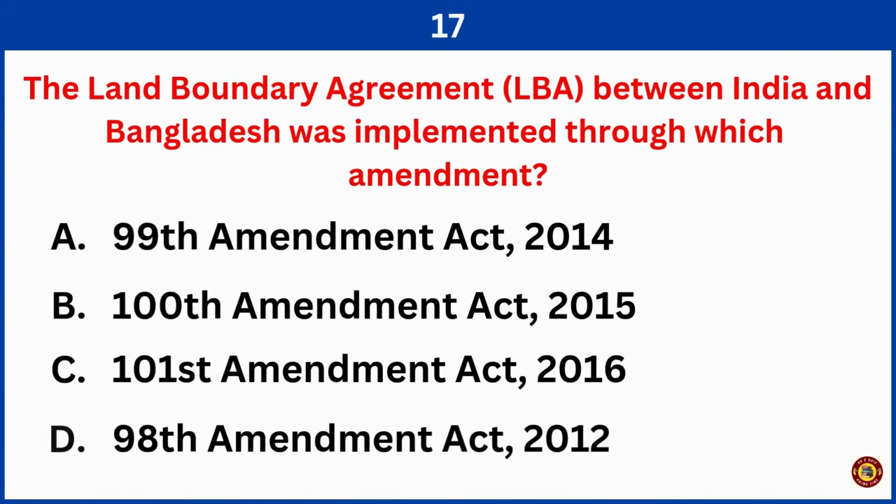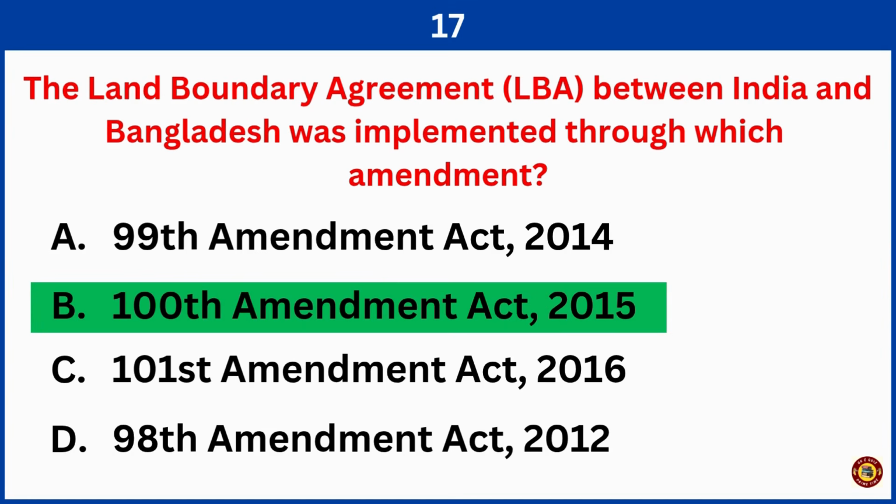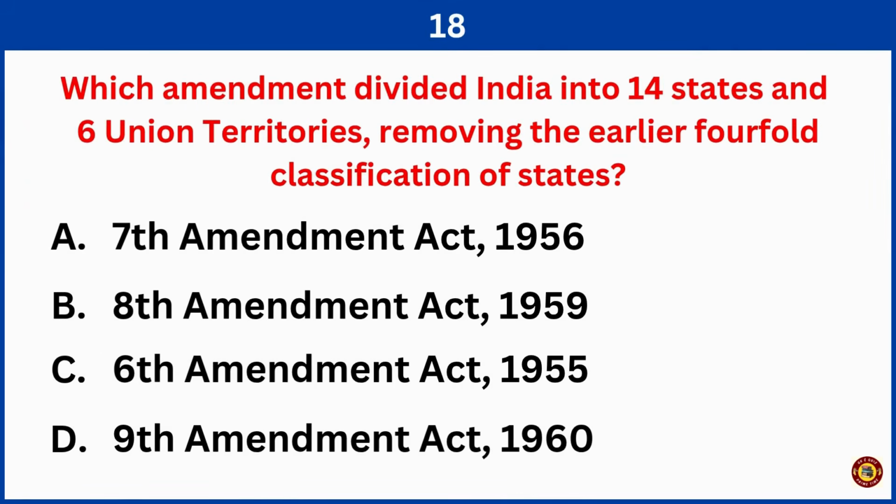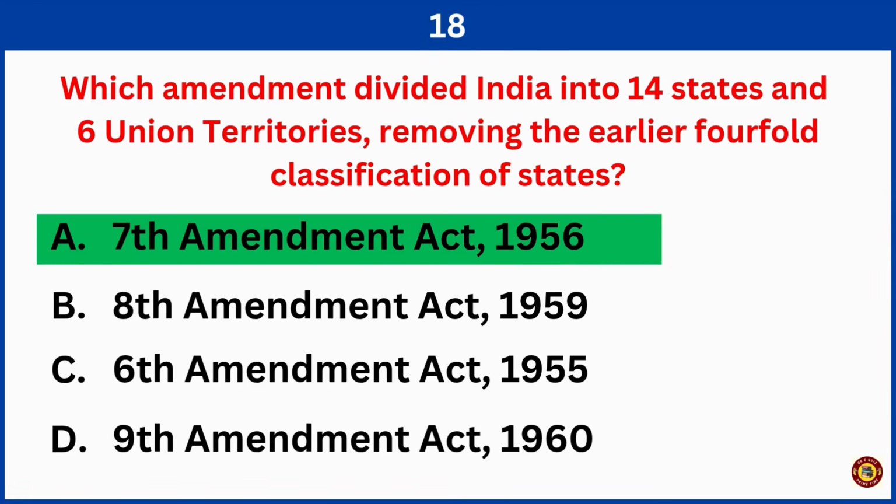The land boundary agreement between India and Bangladesh was implemented through which amendment? Right answer is option B, 100th Amendment Act 2015. Which amendment divided India into 14 states and 6 union territories, removing the earlier fourfold classification of states? Right answer is option A, 7th Amendment Act 1956.